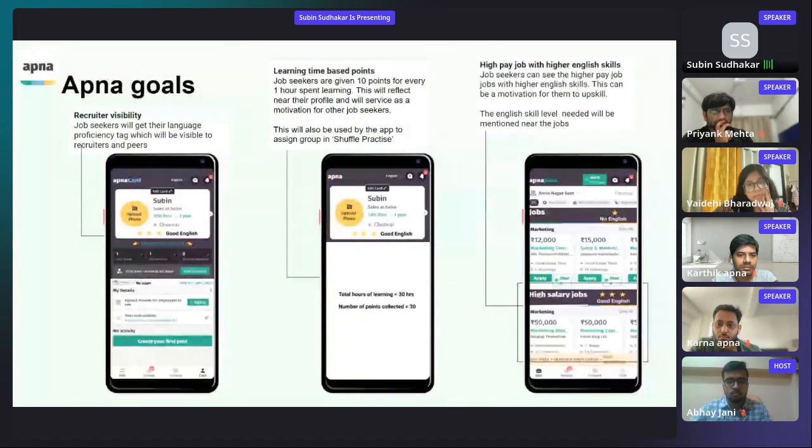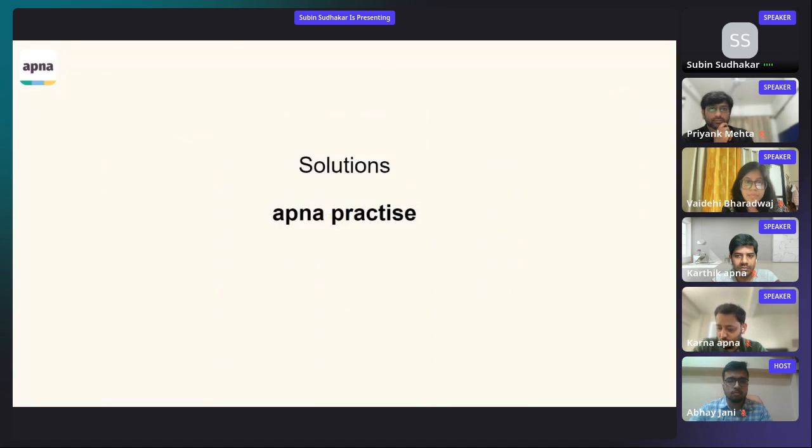And the next is to show the candidates in the job section that as per higher skills, like a high amount of salary, jobs you can get. So that can be shown upfront in the jobs section.